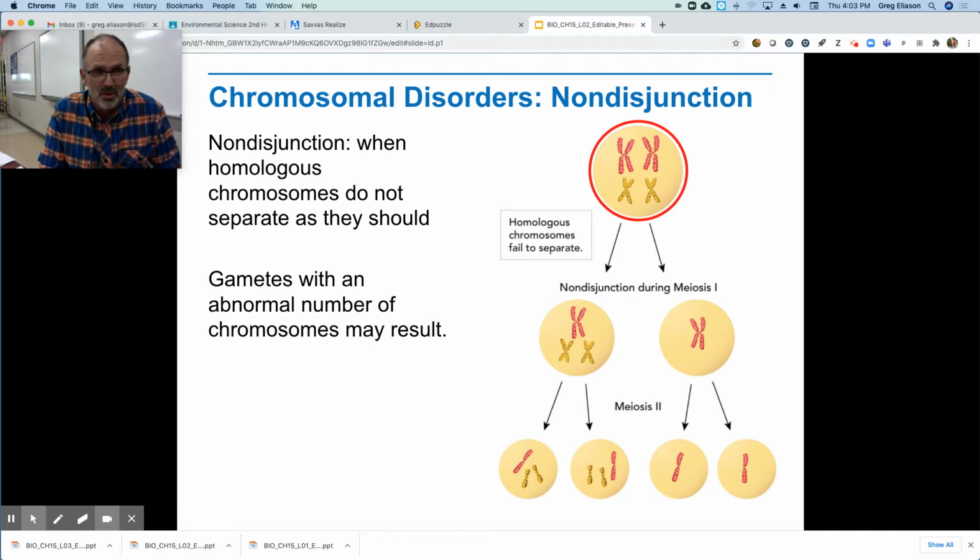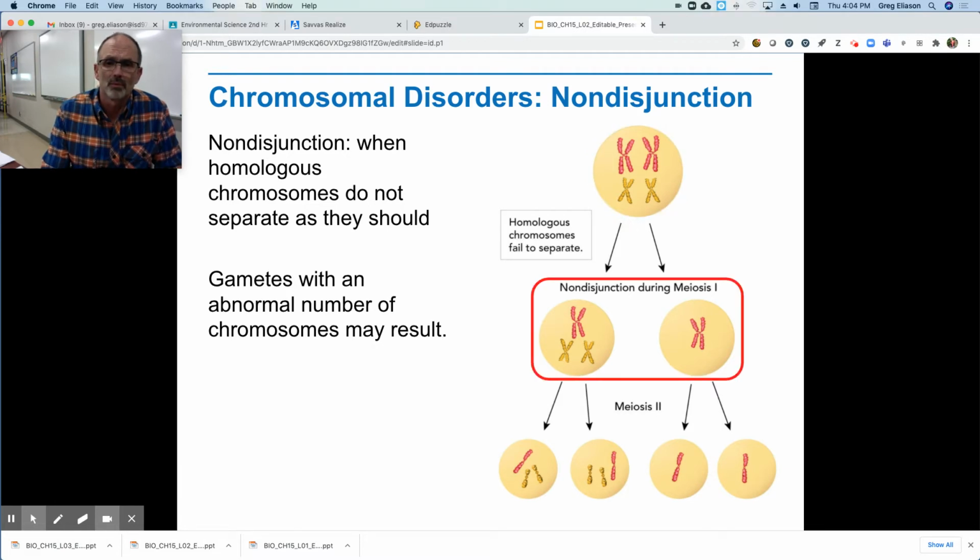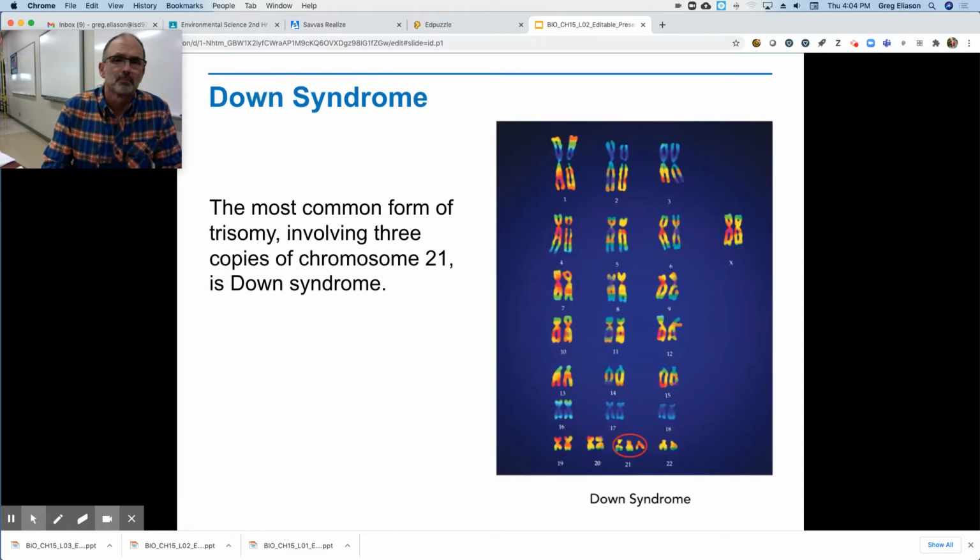Most non-disjunctions do not go to term. So most of them never actually make it all the way to birth. So we have this non-disjunction happening in meiosis 1, and then ultimately in meiosis 2 we end up with that. So the most common one we study is trisomy 21, which involves 3 copies of chromosome 21 down there in the little red circle, and that we know as Down syndrome.